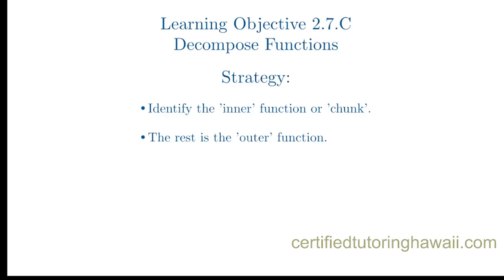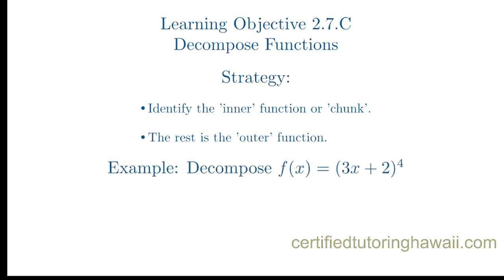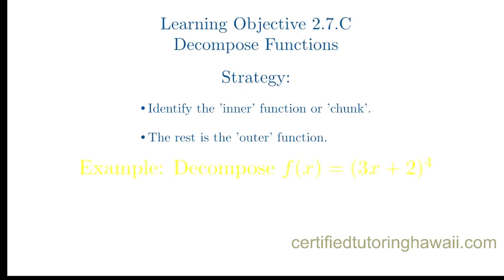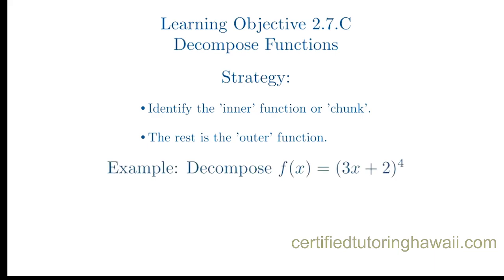Let's try decomposing f of x equals the quantity 3x plus 2 raised to the 4th power. This function clearly looks like a composition. What is the inner operation happening? The core, the piece that's plugged into something else, is the linear expression 3x plus 2. So, we can define our inner function, g of x, as 3x plus 2.